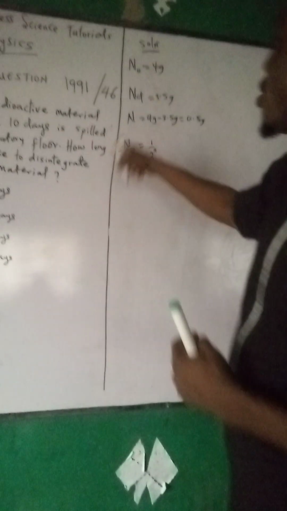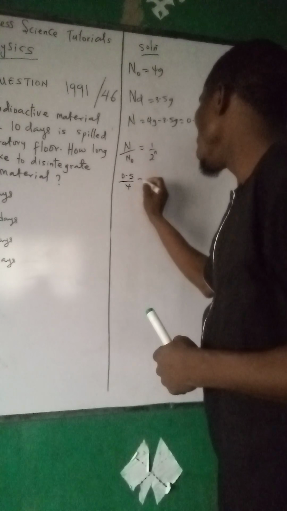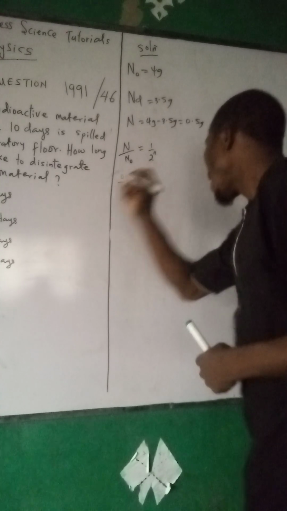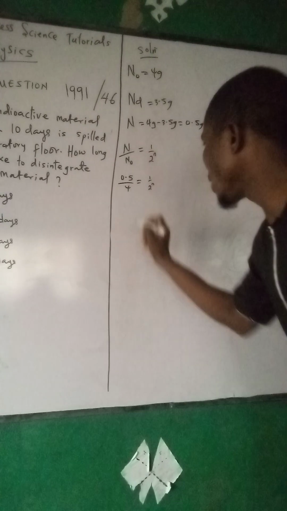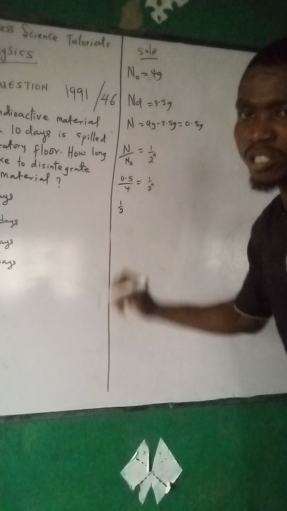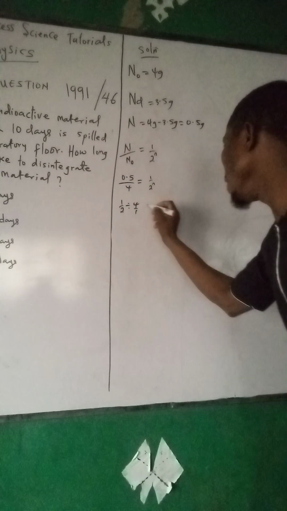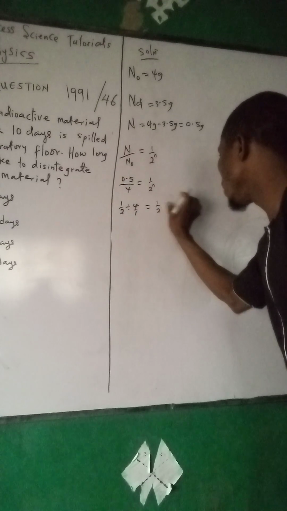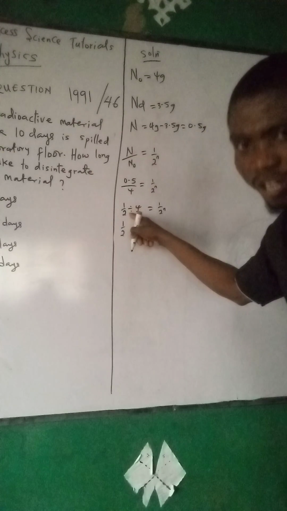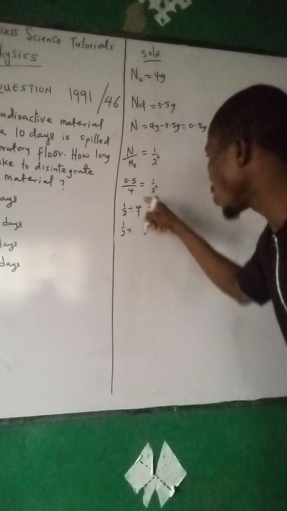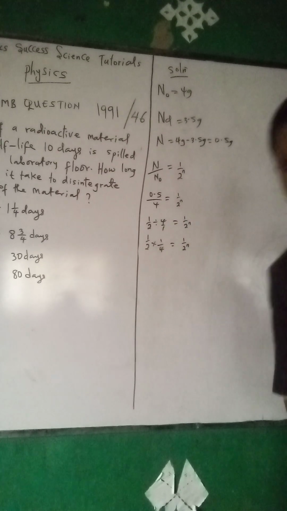So capital N, which is the amount remaining, is 0.5. The initial amount is 4, equal to 1 over 2 power n. Now let me change 0.5 to a fraction, and that is 1 over 2. Now let me use the symbol for division: 1 over 2 divided by 4 over 1 is equal to 1 over 2 power n. I continue. My division can be changed to multiplication: times 1 over 4, equal to 1 over 2 power n.